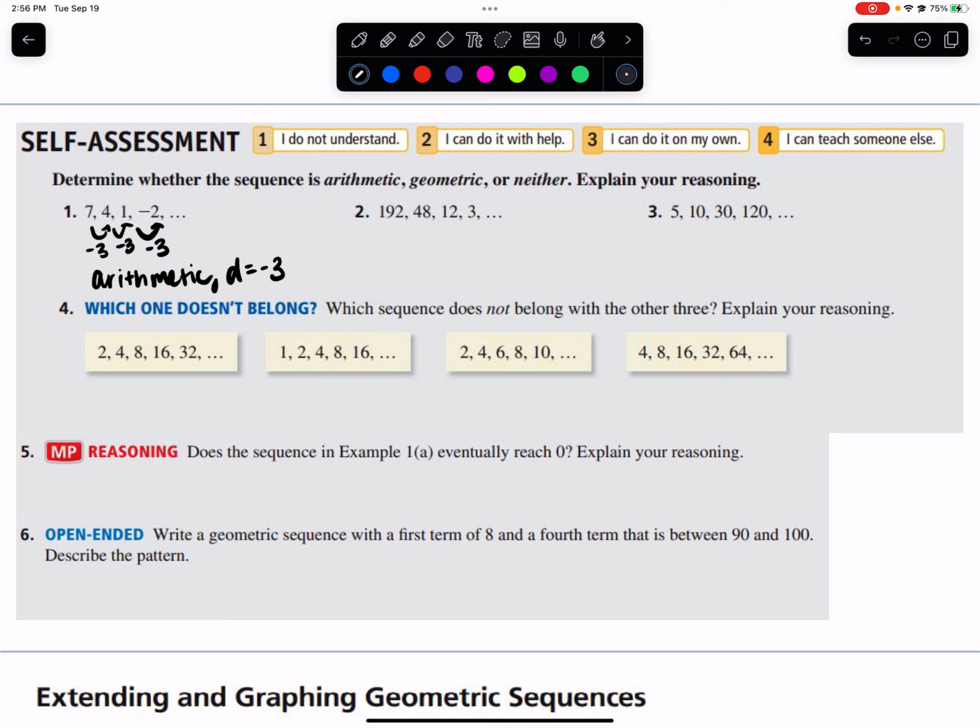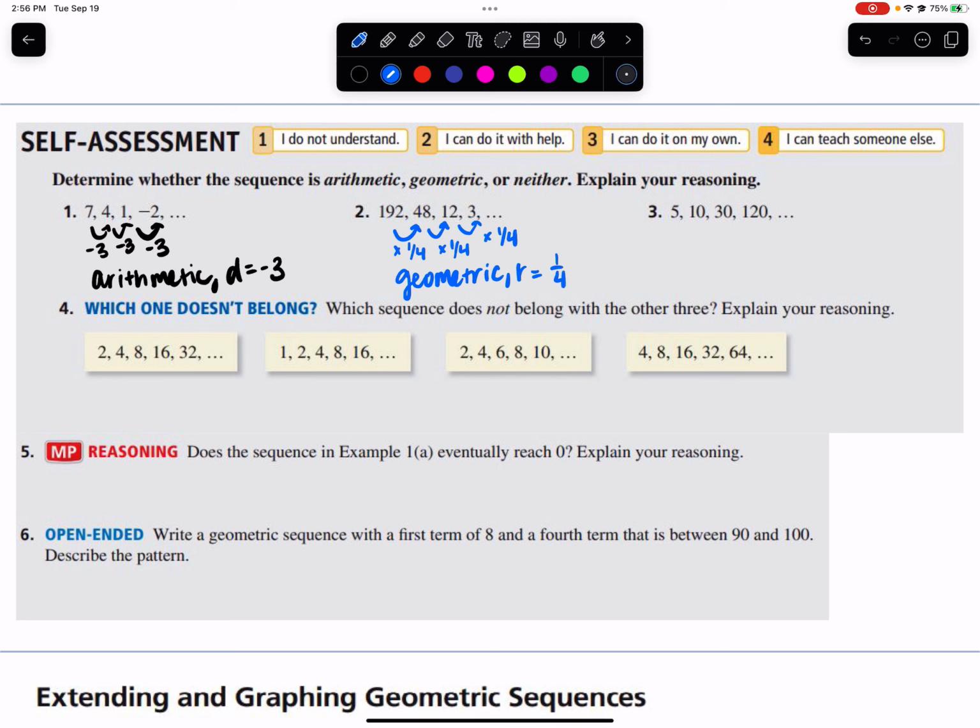All right, number 2. I can already kind of tell that we're moving a lot more quickly with this one, so I'm going to check geometric first, actually. So 48 divided by 192 is 1 over 4. 12 divided by 48 is 1 over 4. And 3 divided by 12 is 1 over 4. So that means that this is geometric because my common ratio, R, is 1 over 4.